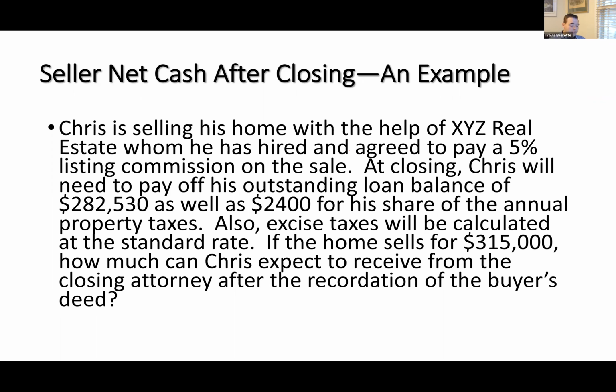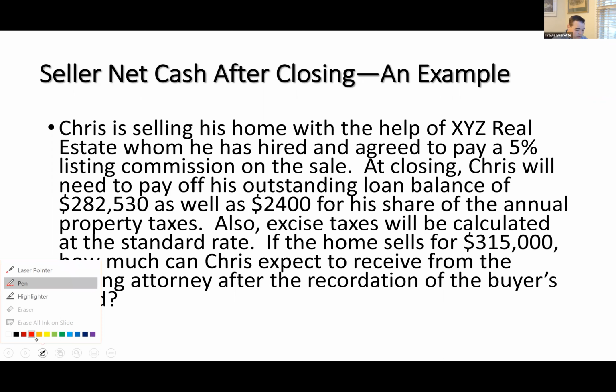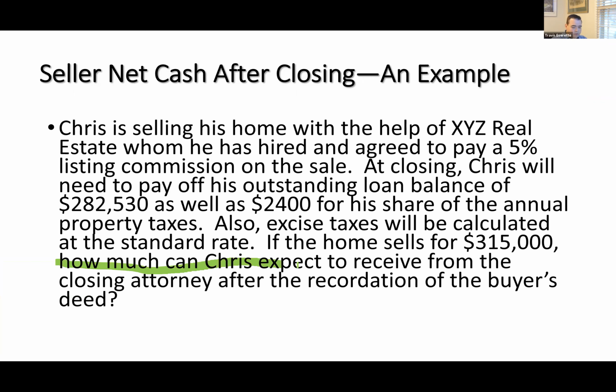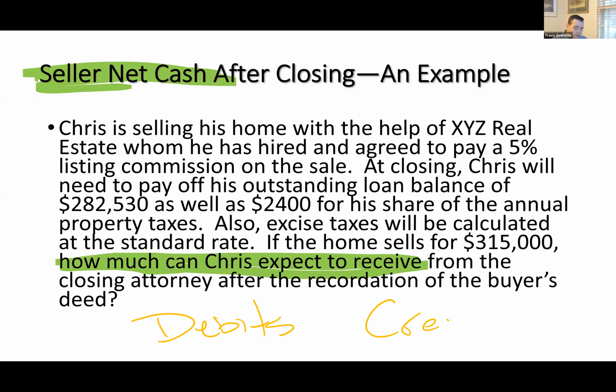Well, we finally get to a question. So long-winded stuff, but here it is finally. It says, how much can Chris expect to receive? That's what tells me we're doing a seller net cash, right? How much money can he expect to receive? And here's what that means for us. Anytime we have seller net cash and how much money he can expect to receive, we need debits and we need credits. We need to keep them separate. We need a list of debits and we need a list of credits. And that's exactly what we're going to do.